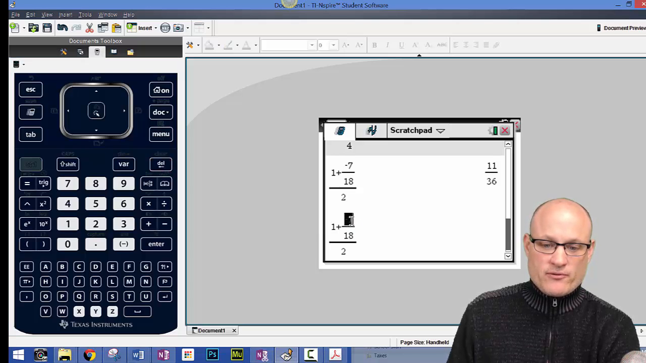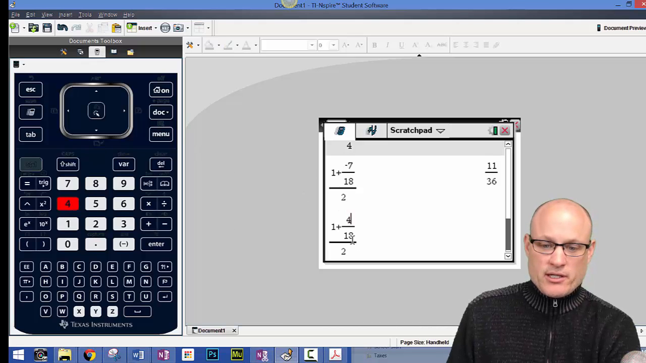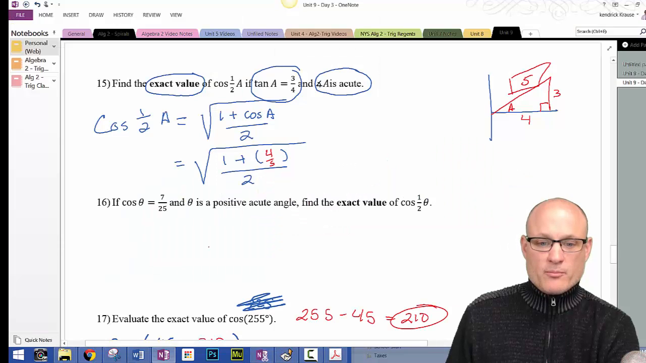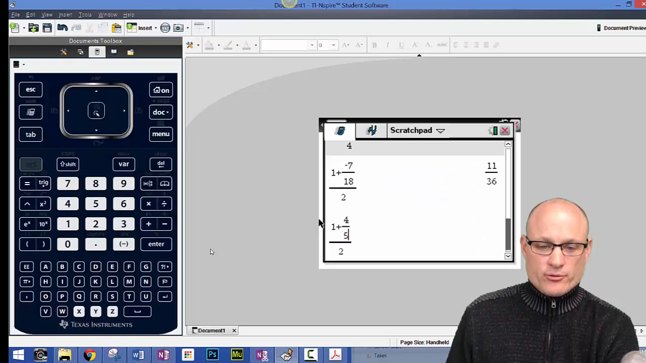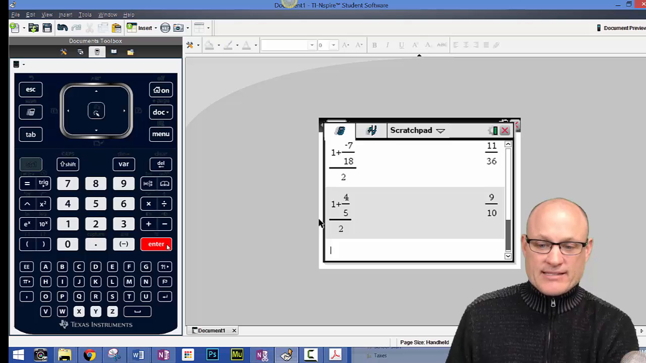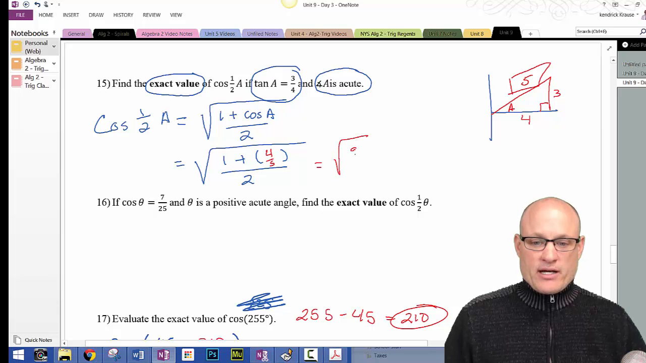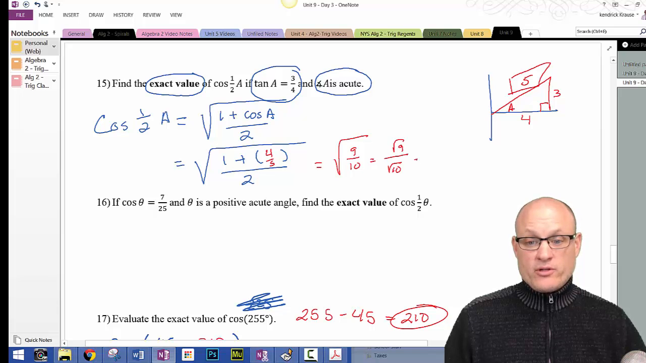So this is a 4. And this is a 5. And so it's really 1 plus 4/5 over 2. Enter. 9/10. Uh-oh, that seems annoying. So this is going to be equal to the square root of 9 over 10, which is equal to the square root of 9 over the square root of 10, which is equal to 3 over radical 10.